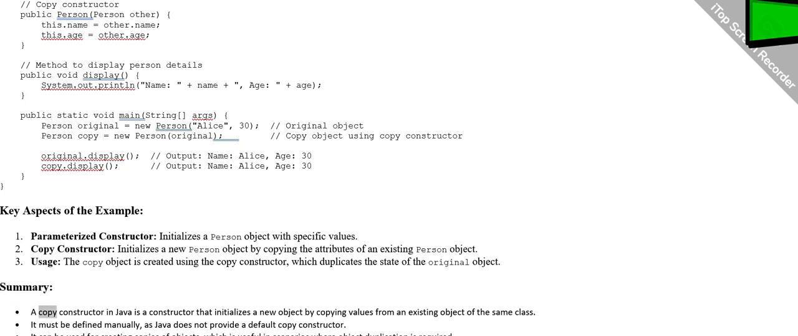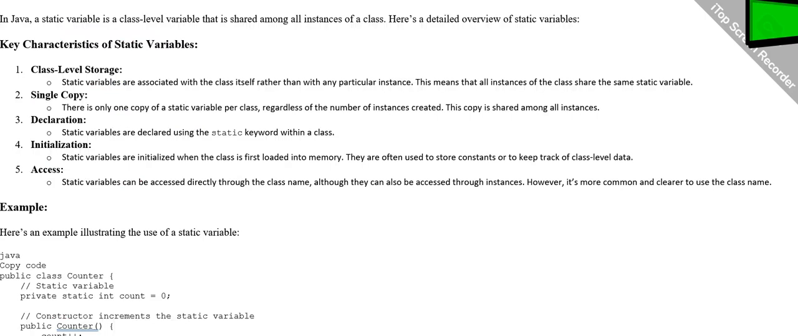Summary. A copy constructor in Java is a constructor that initializes a new object by copying values from an existing object of the same class. It must be defined manually, as Java does not provide a default copy constructor. It can be used for creating copies of objects, which is useful in scenarios where object duplication is required.